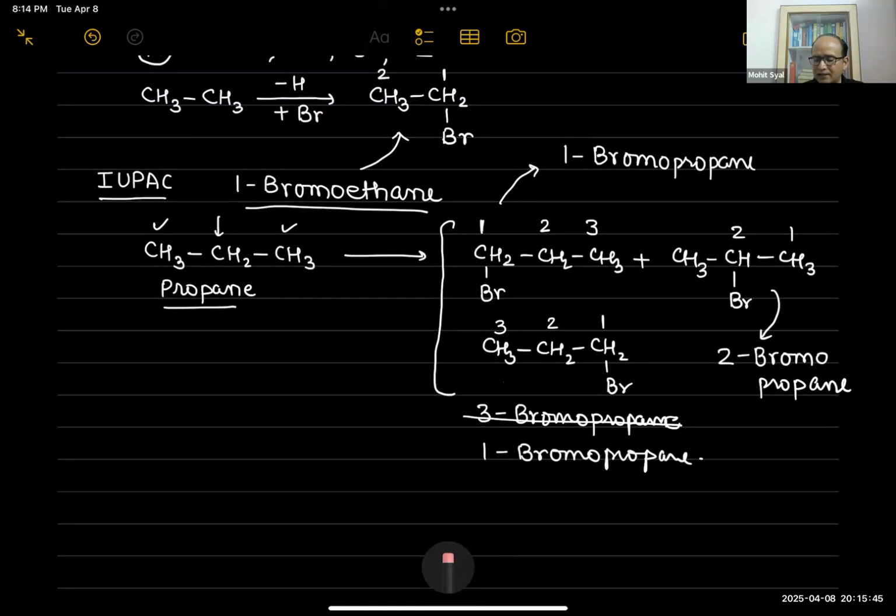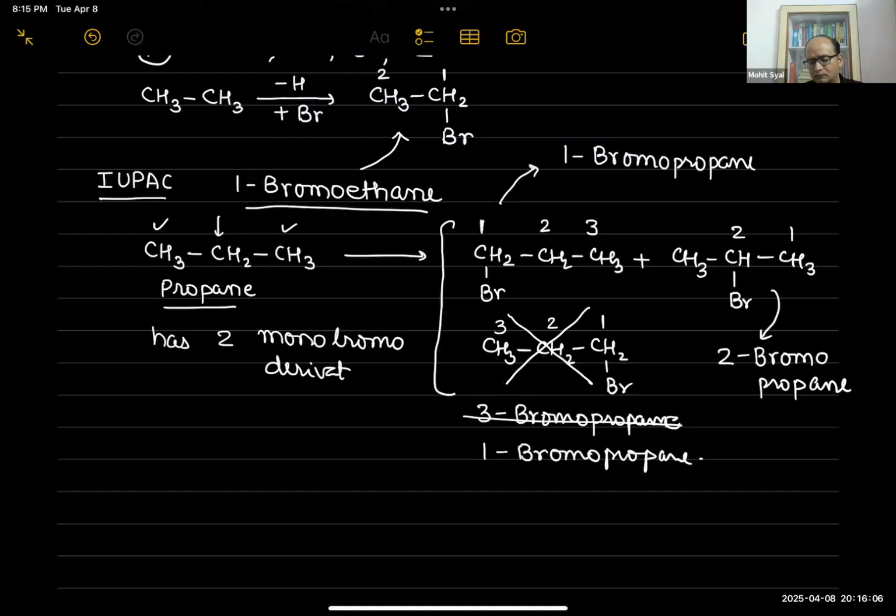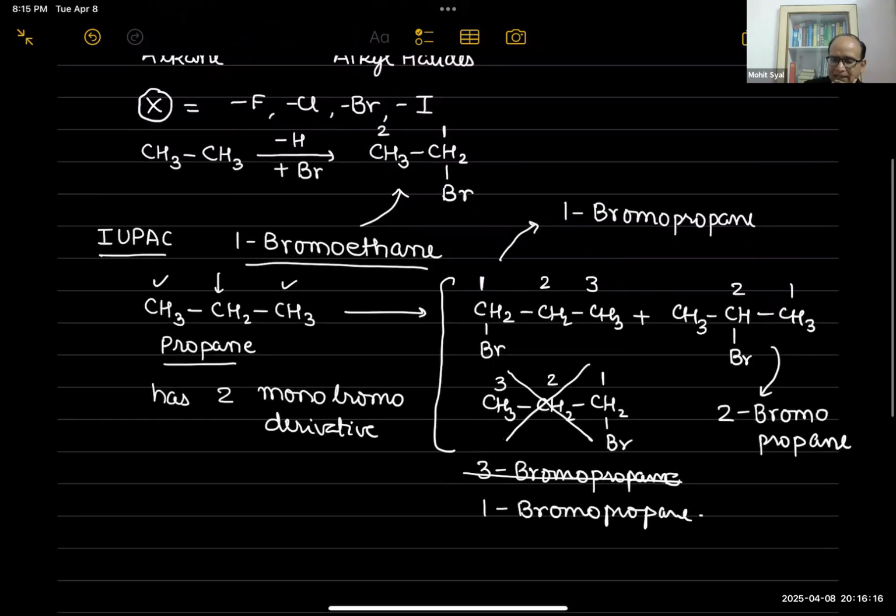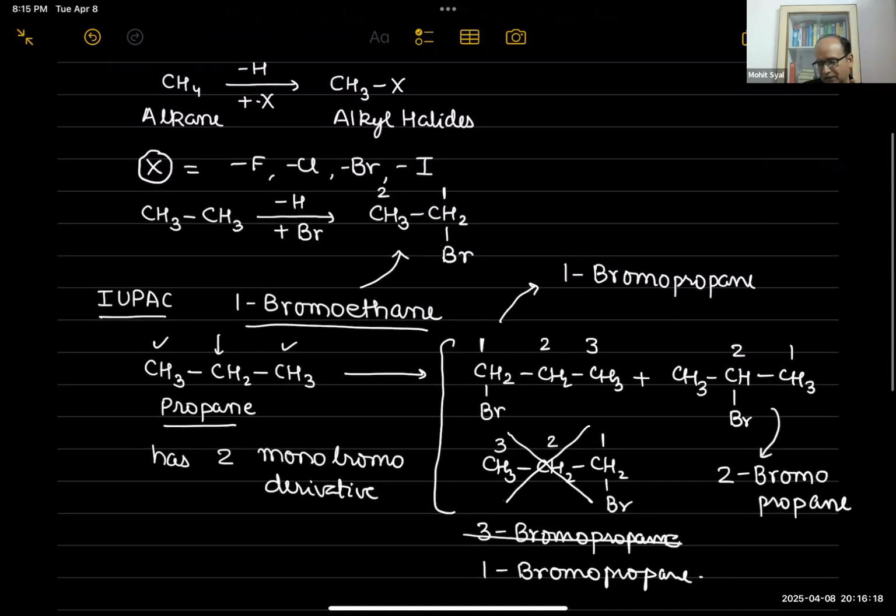Okay, so this I will write as same. I will cut it now, because it is matching with the first one. So propane has 2 monobromo derivatives. And the IUPAC naming also we understood clearly. Got it? Yes, sir.